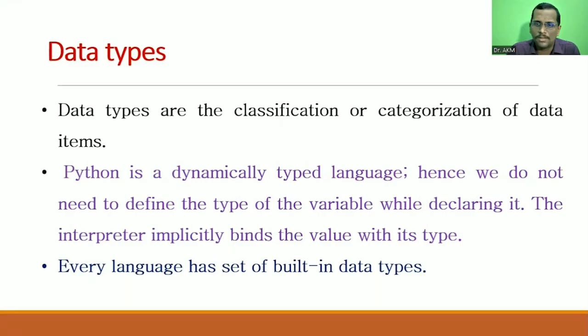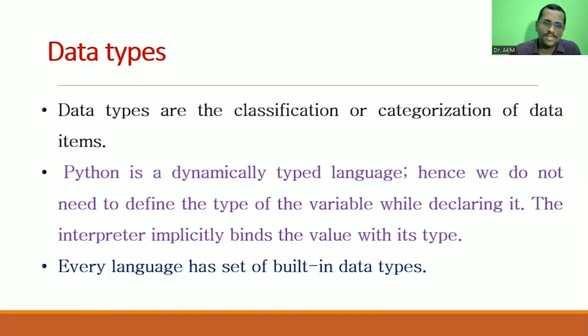a, b, double a, b. Like that, we have to declare the variable and its type, whether integer or float. But Python is a dynamically typed language. It automatically understands that if you assign the value 10 to the variable a, then a is of integer data type. So the interpreter implicitly binds the value with its type. You need not give the variable type, whether integer or float or string.